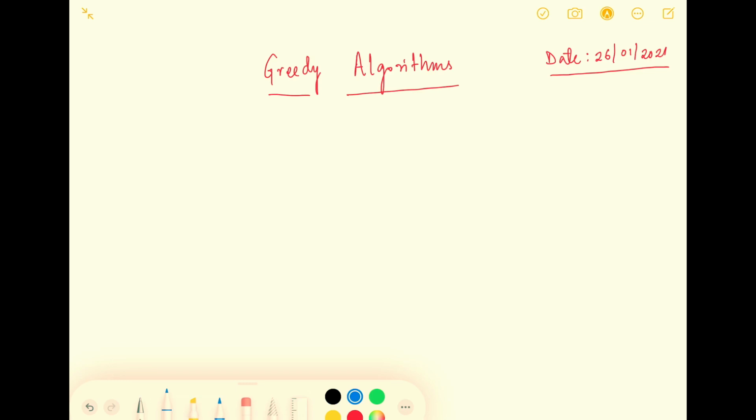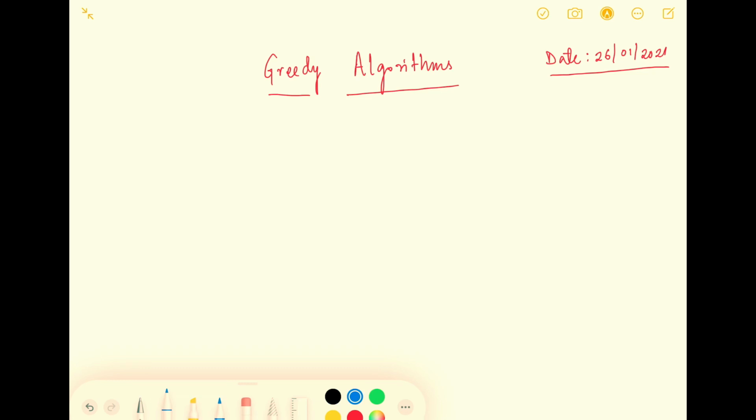So you have already seen a couple of greedy algorithms. For example, you may all be aware of Dijkstra's algorithm for finding shortest path. That is a classical example of greedy algorithms. So in this lecture and in the next lecture, we'll see some more examples of greedy algorithms.